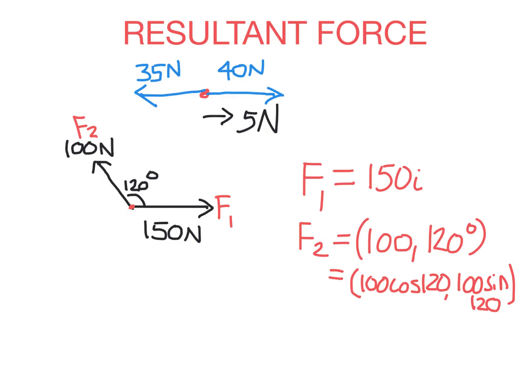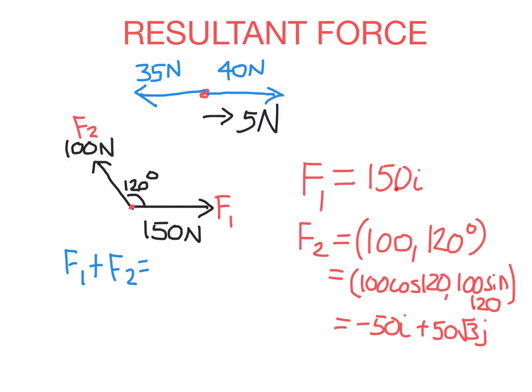So we get that for F2, 100 cos 120 is minus 50, and then 100 sin 120 is actually 50 root 3. So this is the Cartesian form of F2. To find the resulting force, we just add together these two vectors, F1 and F2. And remember, for vectors, that means we add individually their x components and their y components.